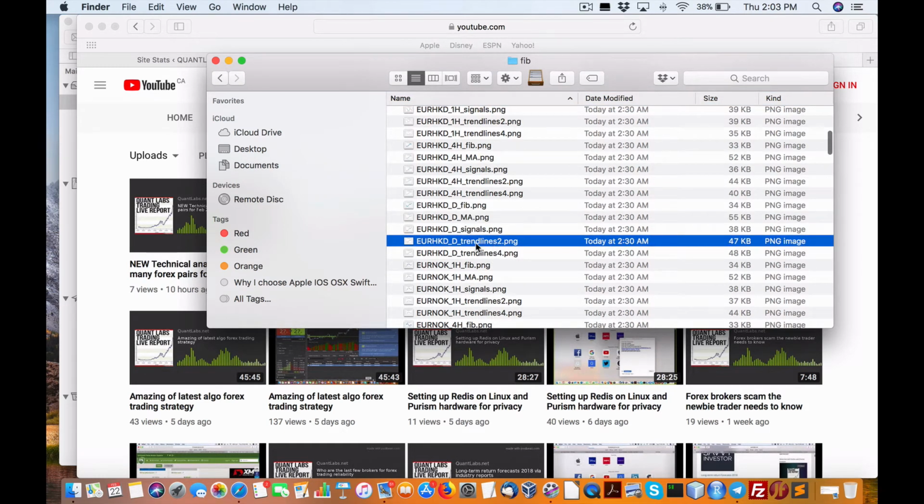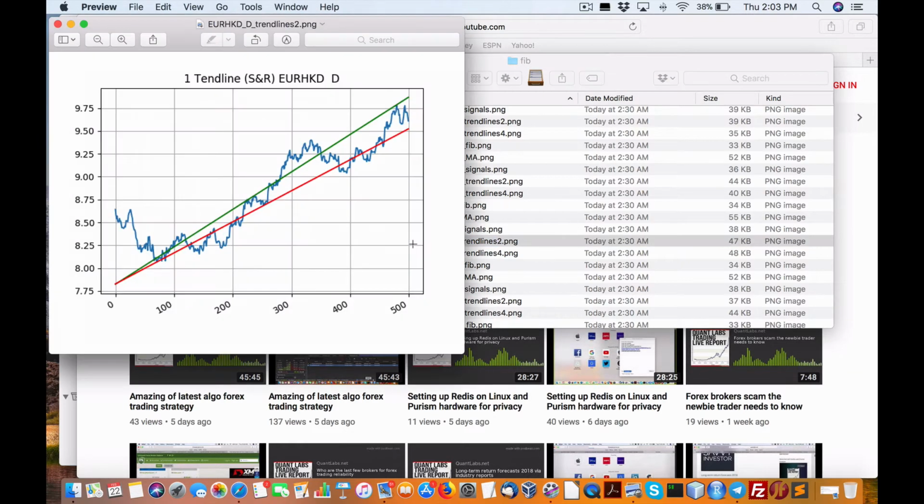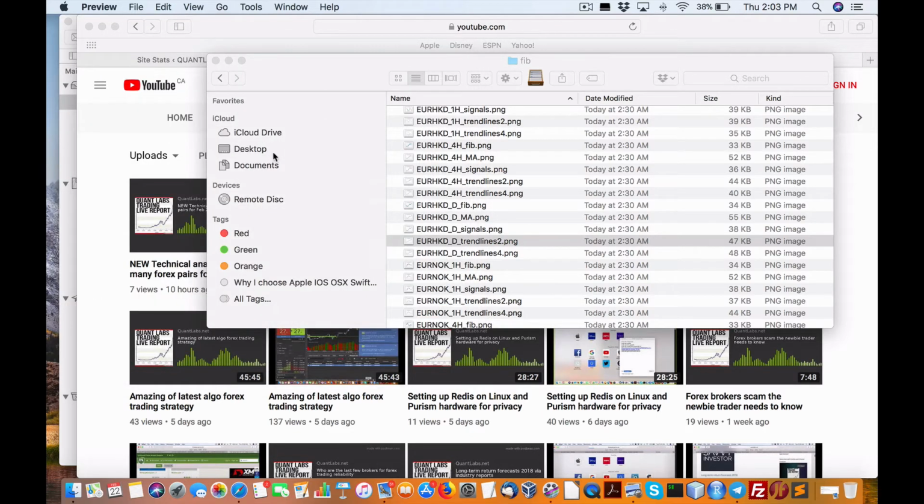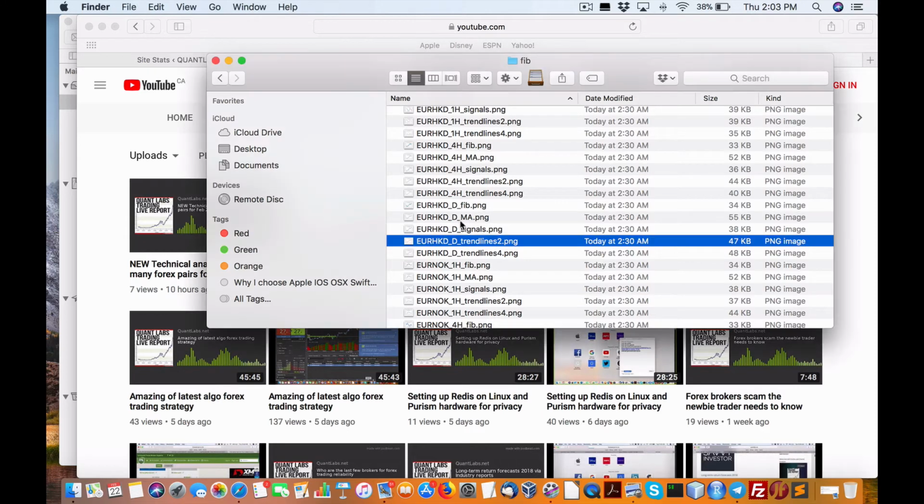This one right here. So we want the daily for that. You can see it's a nice rise. Okay. So that's a good classic one we want to maybe get into.